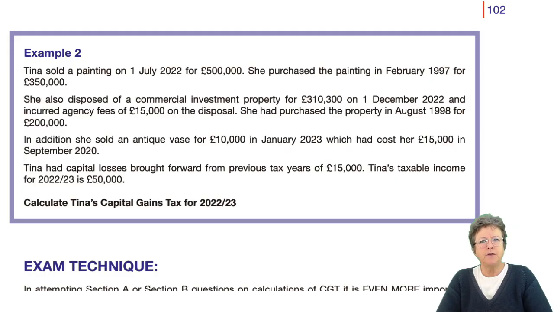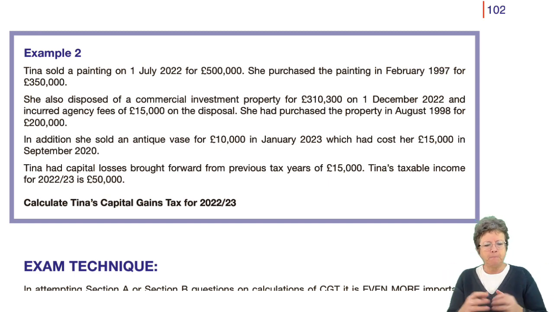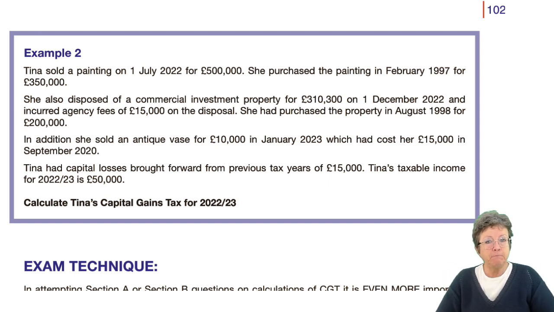So let's look at example number 2 and see how all of this fits together. We have Tina. She sold a painting on the 1st of July 22 for £500,000. She'd purchased the painting in February 97 for £350,000.